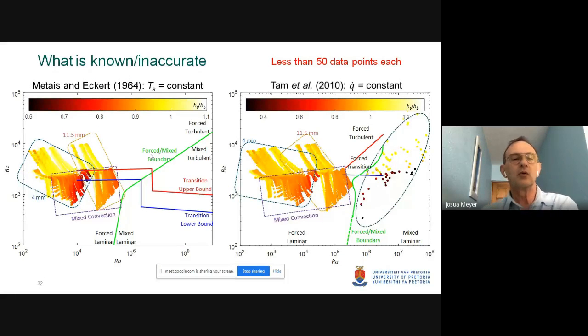Well, we all know of the Metais and Eckert flow regime maps, as well as the one that was developed by Professor Ghajar and his student Tam. And these were their maps that indicate the different flow regimes. We've tested it with our data, but unfortunately we found that they were not very accurate. These maps were also developed with a very, very limited number of data points. For example, this map of Tam et al. was just developed with 50 data points. Next slide, please.